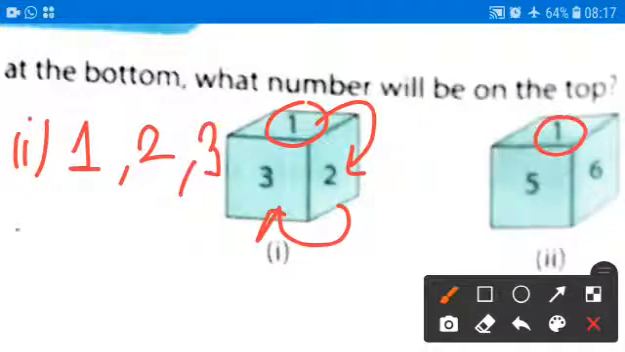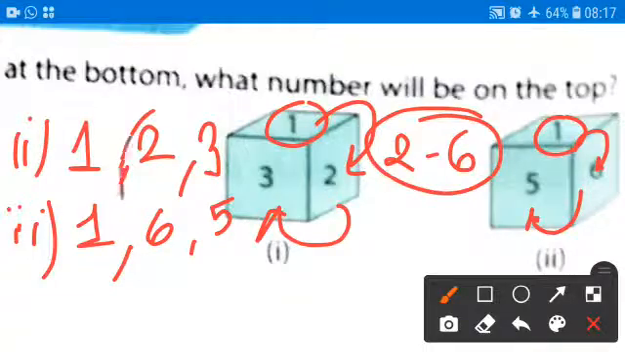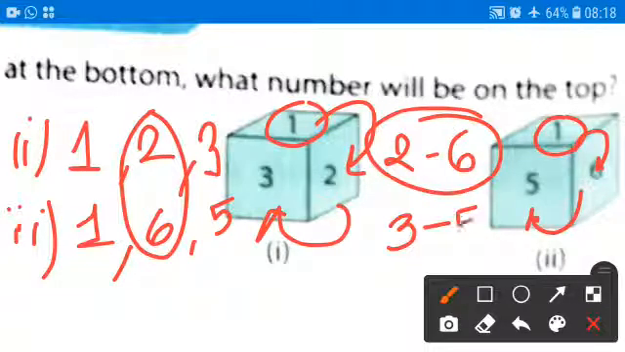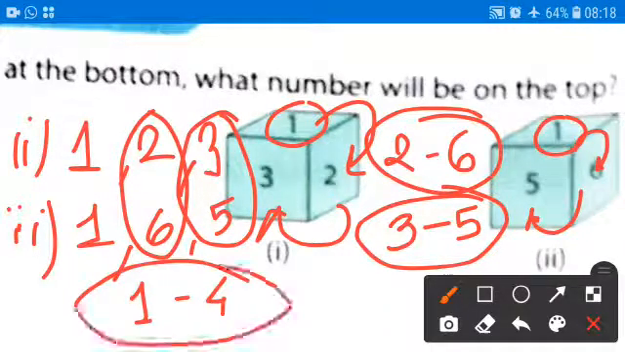Again in the second dice, you have to take the common face. This is 1, then moving clockwise, this is 6, then this is 5. So clearly from here, 2 and 6 are opposite faces, and 3 and 5 are opposite faces. What is remaining? 1 and 4. So 1 and 4 are opposite faces.